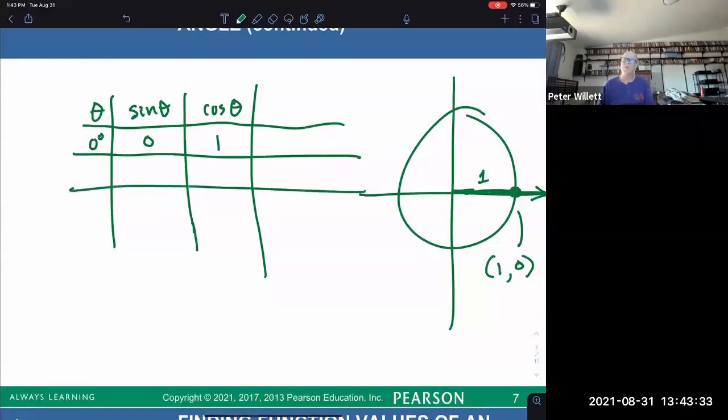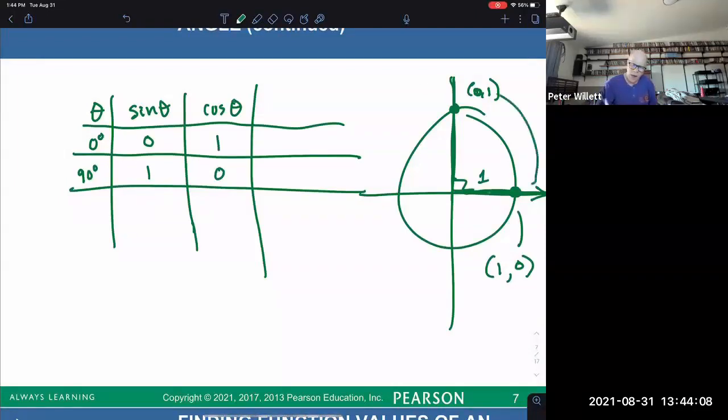Now let's go up to another nice one. What if I go up 90 degrees? If I go up 90 degrees and I'm pointing straight up this way, then my point, as I mentioned before, is right at the top of the circle. Those coordinates are now 0 for x and 1 for y. So if I'm at 90 degrees, the sine of 90 degrees is going to be that y value of 1, and the cosine is going to be the x value, which is now 0. Those have switched places.